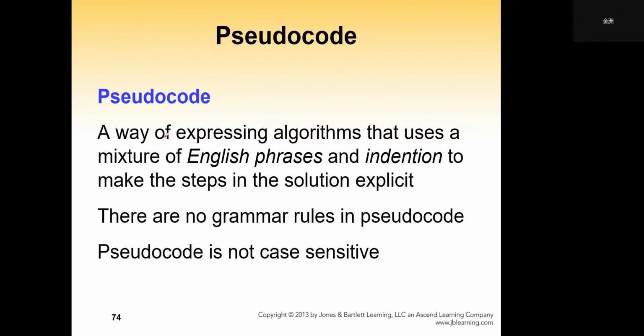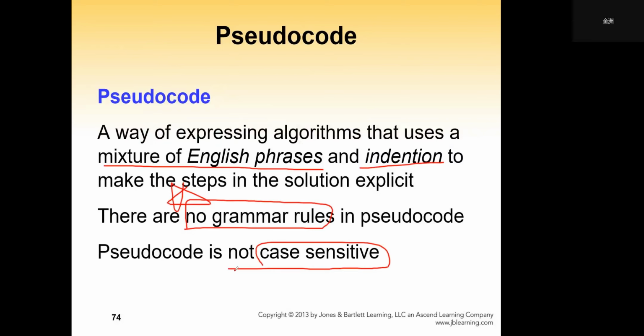So the pseudocode is a way of expressing the algorithm that uses a mixture of English, graphics and indentation to make the steps in the solution explicit. There are no grammar rules. This is very important: there are no grammar rules in the pseudocode. You just express the algorithm in your own way. And the pseudocode is not case sensitive.